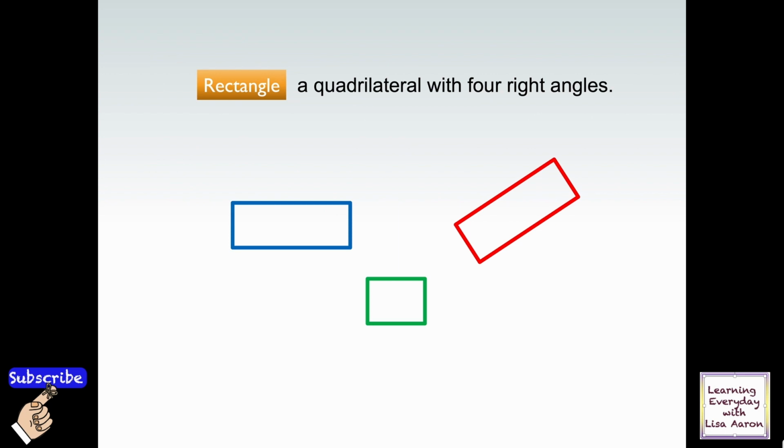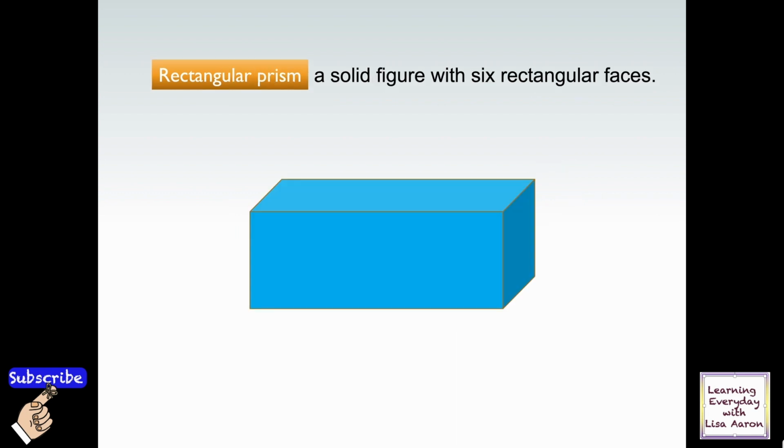Definition: rectangle. It's a quadrilateral with 4 right angles. A right angle has 90 degrees. It goes on the horizon and then it goes straight up, and that is a 90-degree angle. And a rectangle has 4 of them. Definition: rectangular prism. A solid figure with 6 rectangular faces.